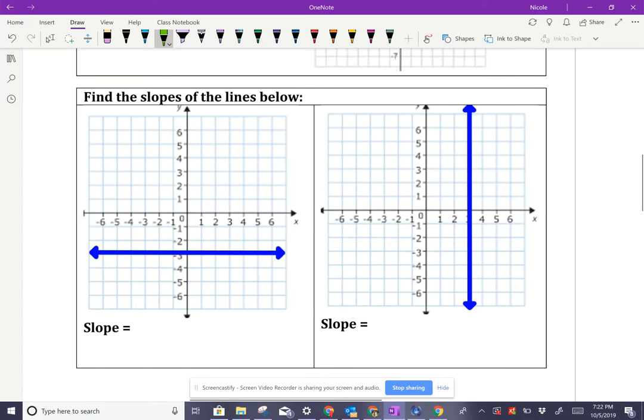All right, so if we have some interesting looking lines here, one is horizontal and one is vertical. So their slopes are going to be a little bit different. If we have a horizontal line like we have here, this is horizontal.